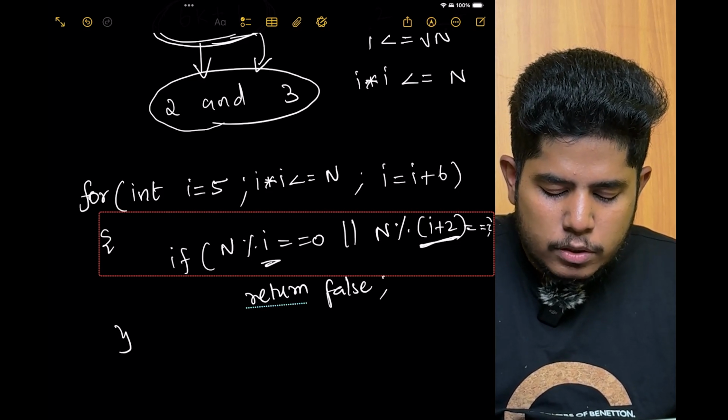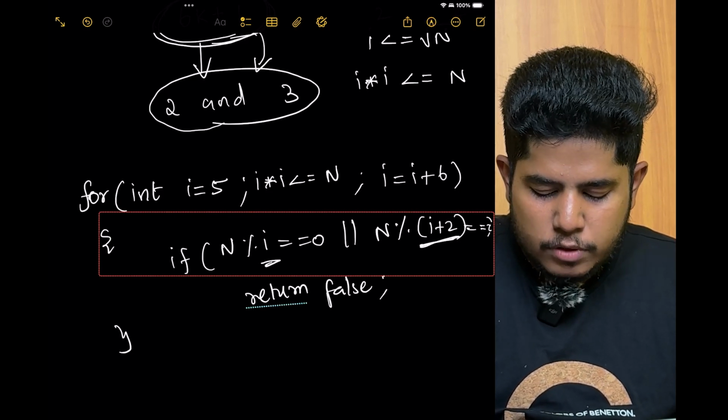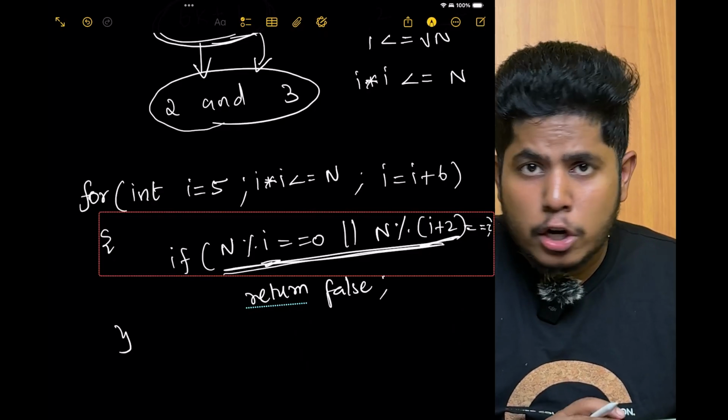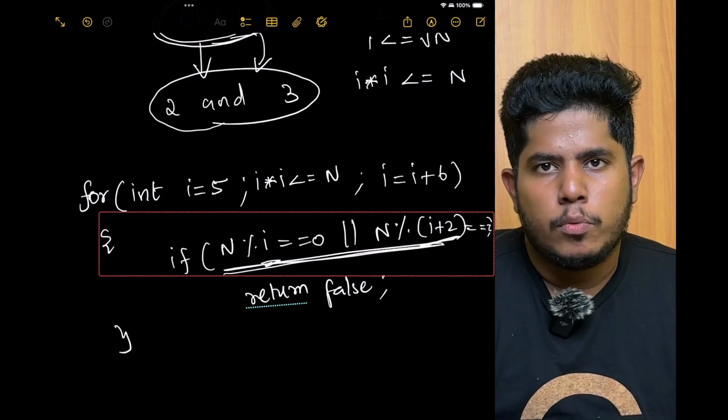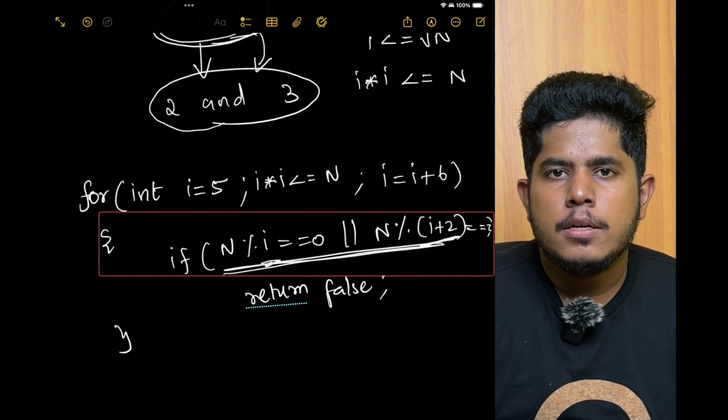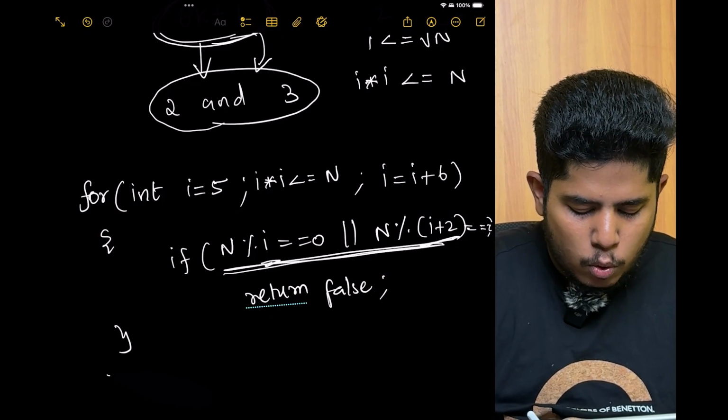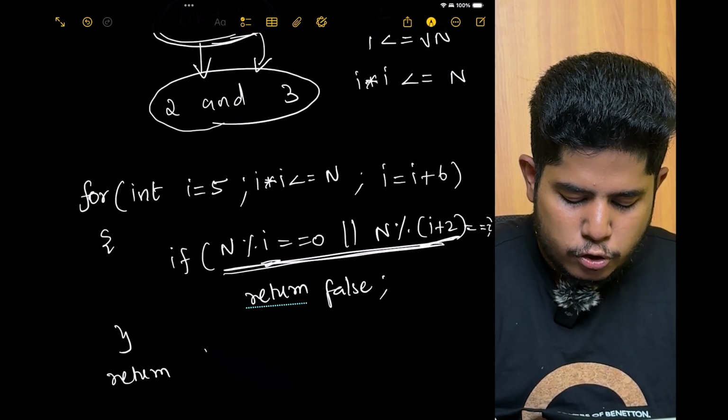But within this loop, if this condition is not at all satisfied even once, then the number has to be a prime number. So once you come out of the loop, we have to return true.